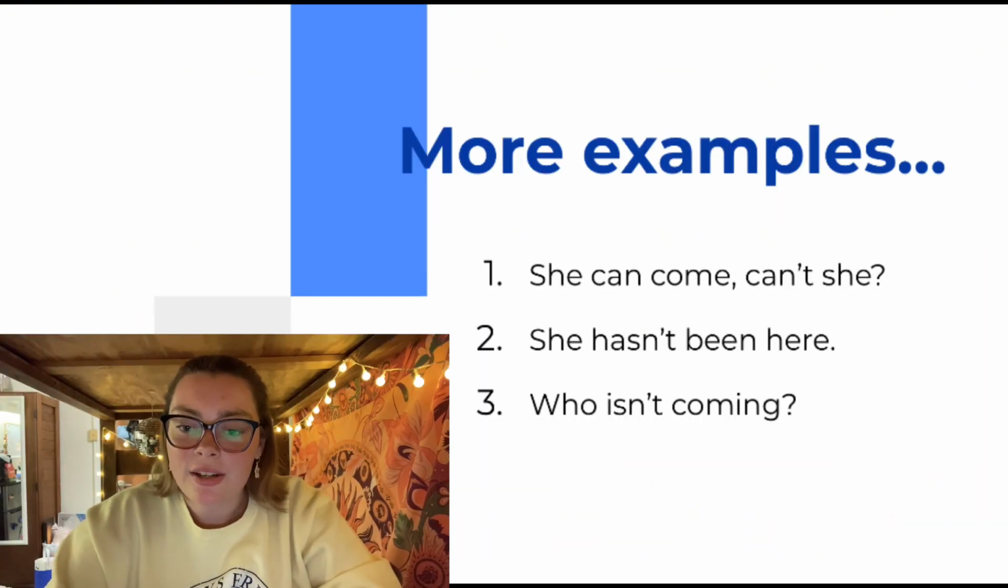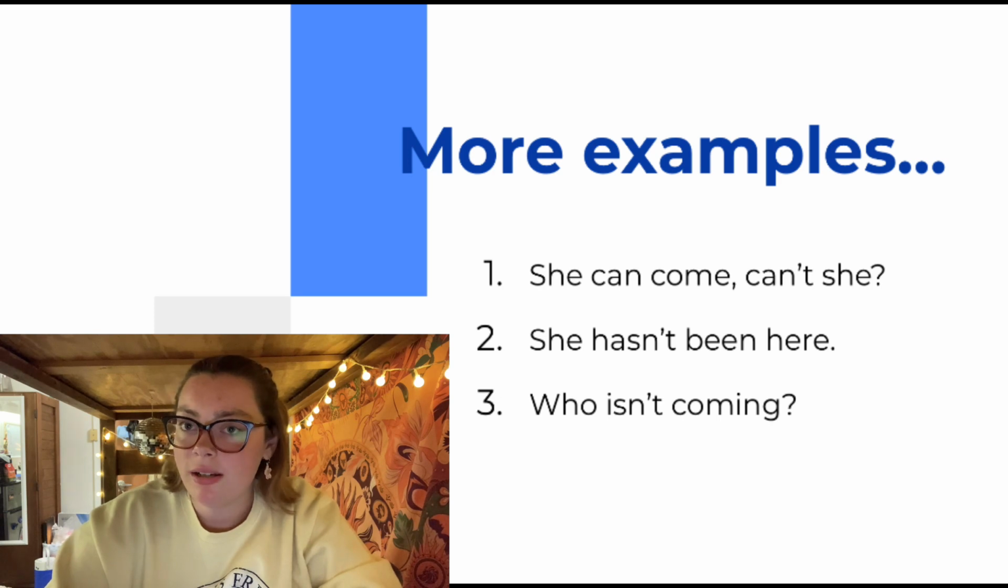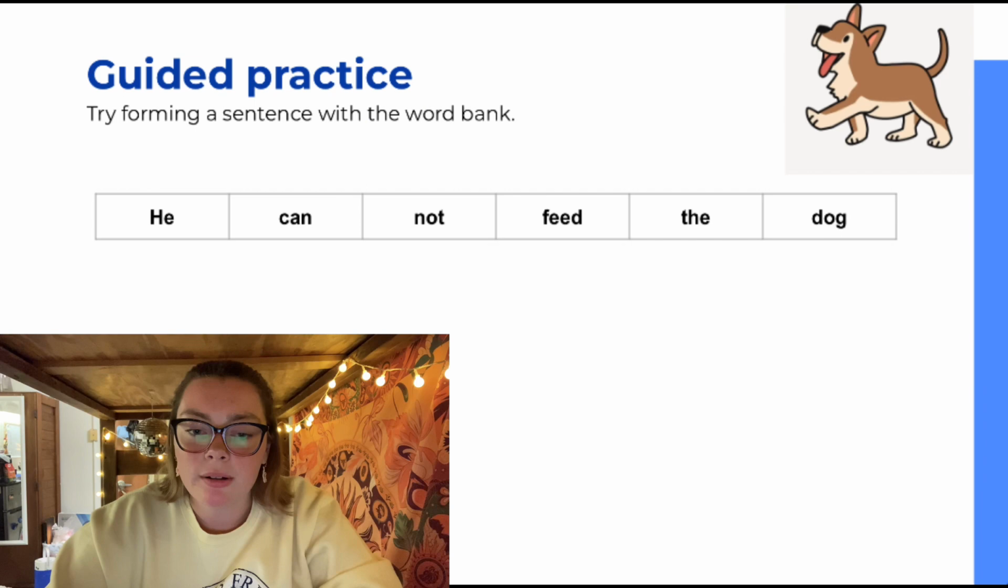Let's go over some more examples. We have she can come, can't she? We have she hasn't been here. Who isn't coming? Alright guys, we have some guided practice here. We'll go through this one together and then the next we'll have you try on your own. So, instructions here, try forming a sentence with the word bank. Here are the words we have.